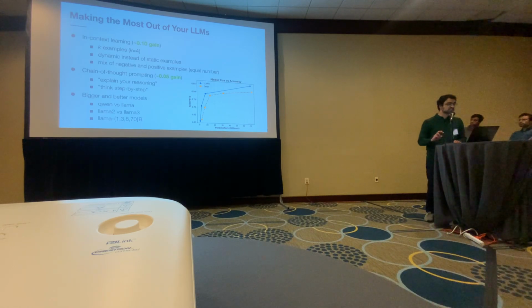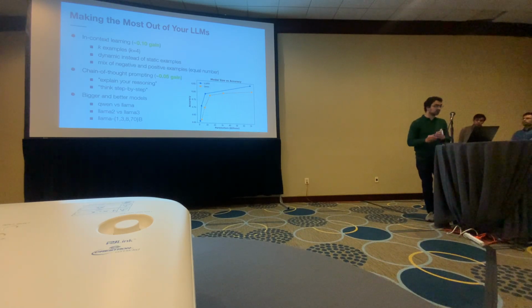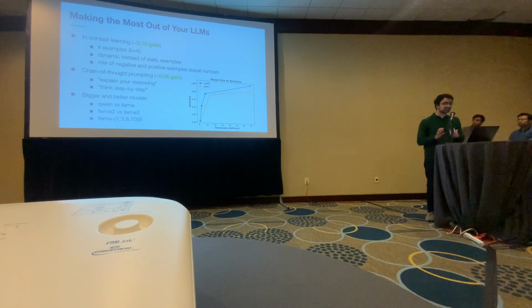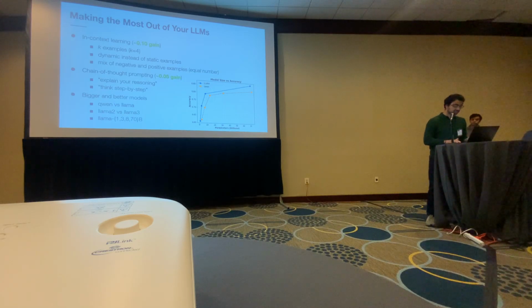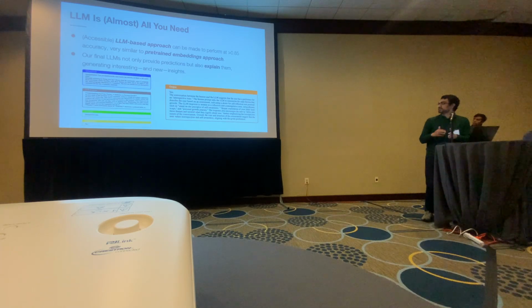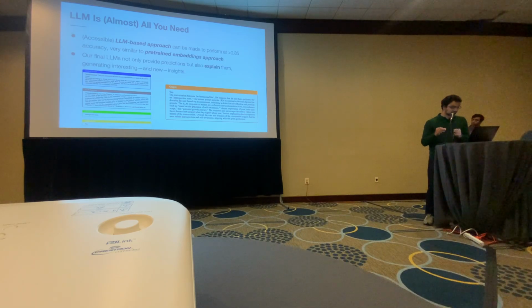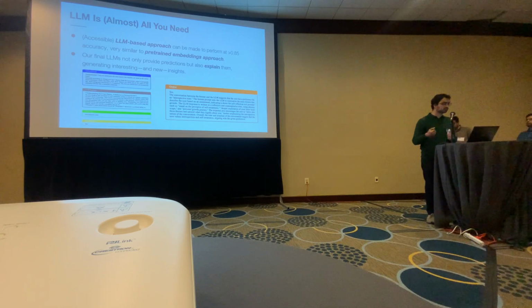Secondly, we also try this chain of thought prompting style, asking it to think step by step, explaining the reasoning, and we get gains of around 5% in accuracy. We also experiment with bigger and better models and see that the Llama series of models performs better than the Qwen series. And as we increase the model sizes, we also gain advantages on our data set in this context, which can be significant. Bigger and better models generally perform well. So, is LLM obsolete? Well, our conclusion is that almost. The LLM-based approach alone performs slightly better than 0.85, which is quite similar to the pre-trained embedding approach.